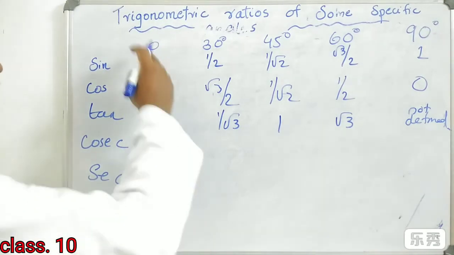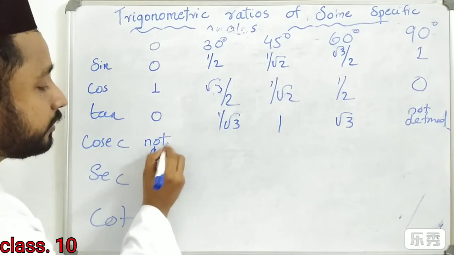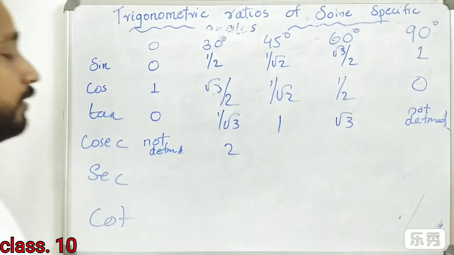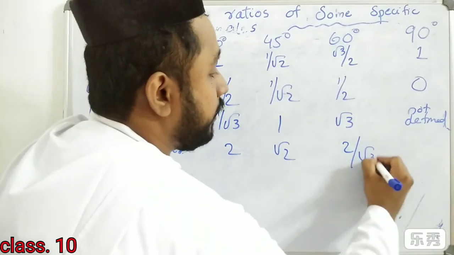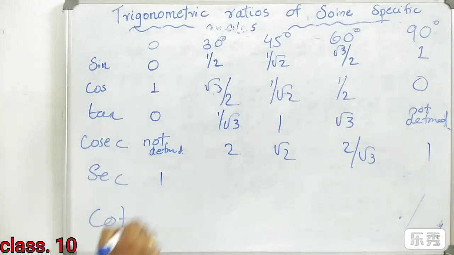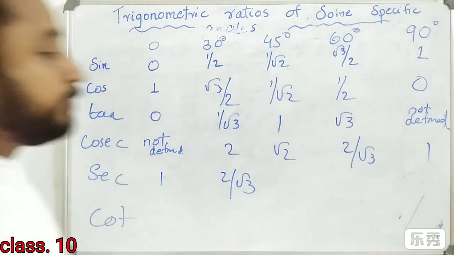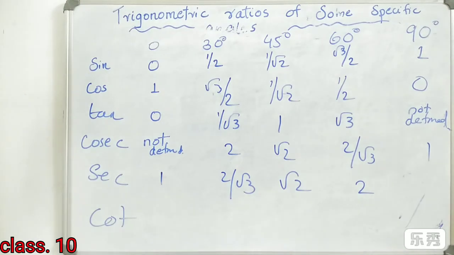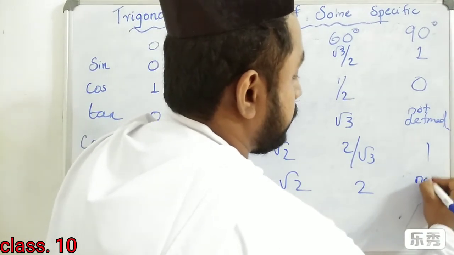Next, cosec 0. Reciprocal of sin 0 is 1 by 0, and division by 0 is not defined. So cosec 0 is not defined. Then cosec 30 is the reciprocal of 1 by 2, that is 2. Cosec 45 is root 2. Cosec 60 is 2 by root 3. Cosec 90 is 1. Sec 0 is the reciprocal of 1, that is 1. Sec 30 is 2 by root 3. Then sec 45 is root 2, sec 60 is 2, and sec 90 is the reciprocal of 0, which means not defined.